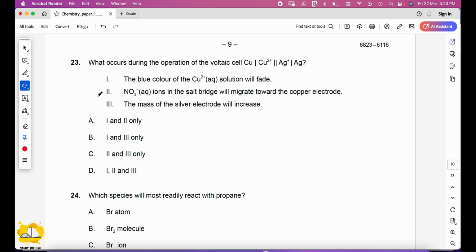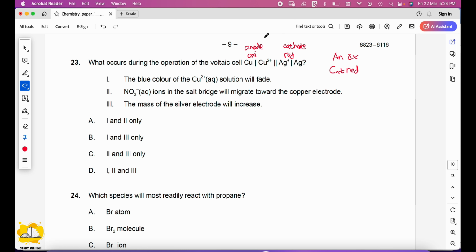What occurs during the operation of the voltaic cell Cu2+, salt bridge, Ag+, and Ag? When you find this salt bridge like this, this will be oxidation and this will be reduction. So when it's oxidation, it will be anode, and when it's reduction, it will be cathode. Because my point is AnOx and CatRed.